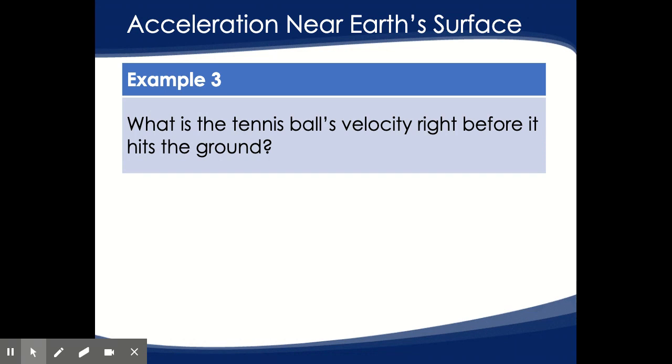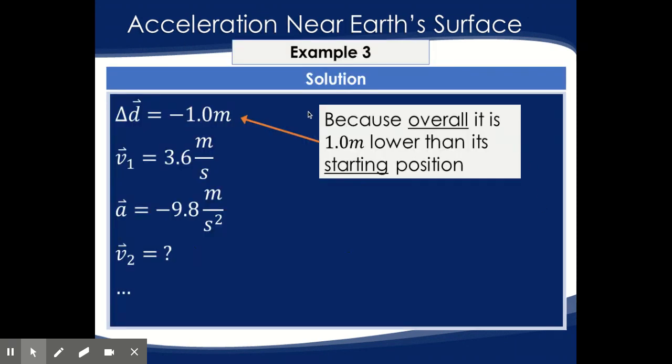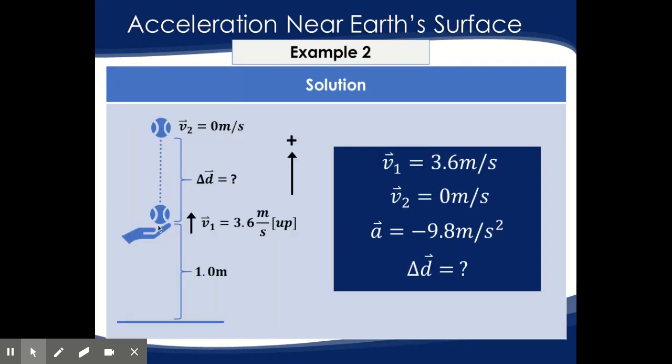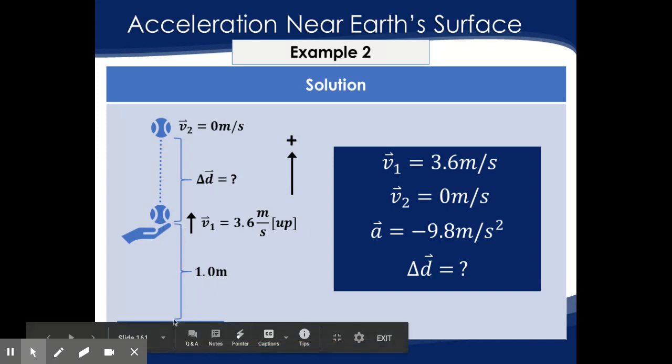So here's an example that would use that. What is the tennis ball's velocity right before it hits the ground? So if we're looking at the question from before, we tossed the tennis ball up in the air. Okay, so the initial position was at +1 meter. So if we're saying what's the velocity when it hits the ground, well, now I am at -1. I'm 1 meter below where I started.